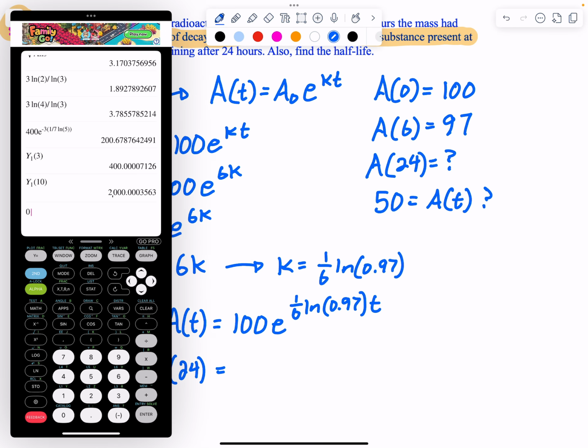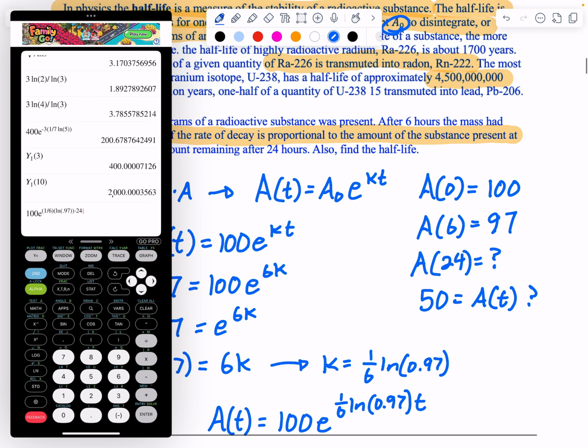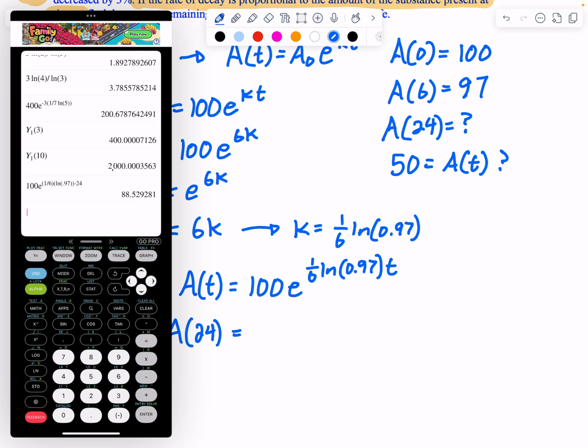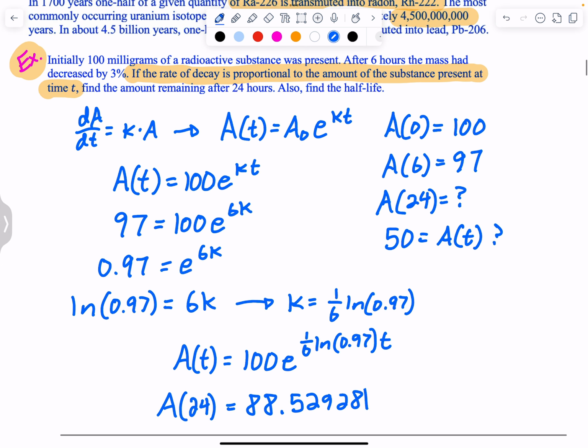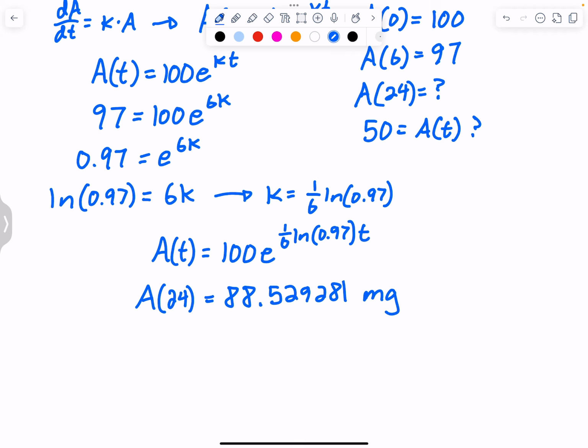All right, so we're going to get 100, oops, 100 e to the 1 divided by 6 times ln of 0.97, close, close, and then we're going to put in a 24, times 24 to say 24 hours, not years. Okay, 24 hours. After 24 hours, I got 88.529281. And I don't know how they measured it, milligrams of the element left after 24 hours.